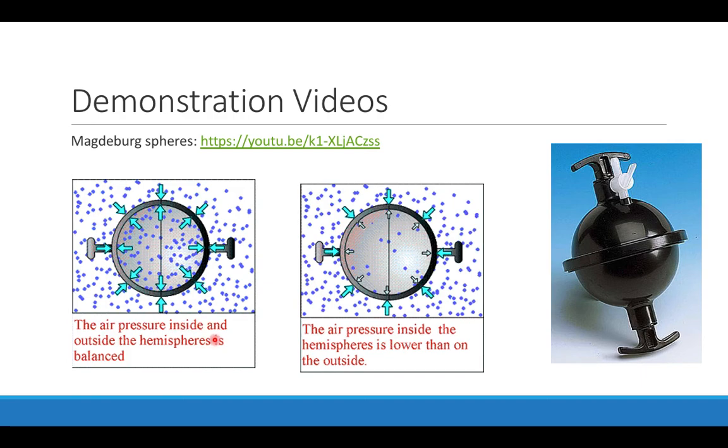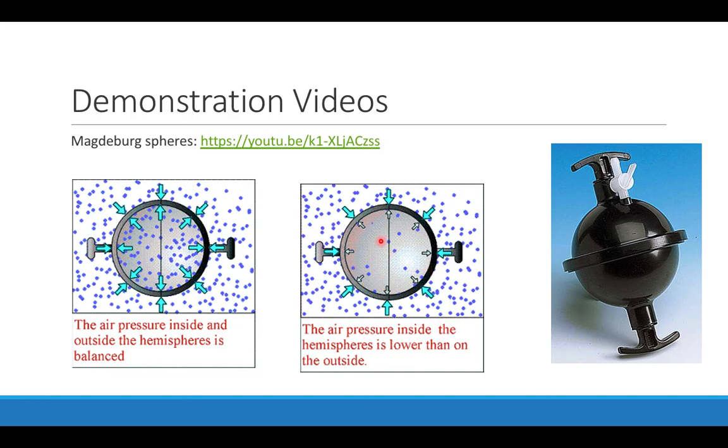The air pressure inside and outside the hemispheres are balanced, right? So there's the same pressure in and out. That's what the arrows represent here. So if you were to have one person grab on one end, another person grab on the other, and it does come apart in the center, they could easily pull it apart. But what happens is you can connect this up to a vacuum pump, and you can pull the air out from inside the center. So you suck out most of the air inside here.